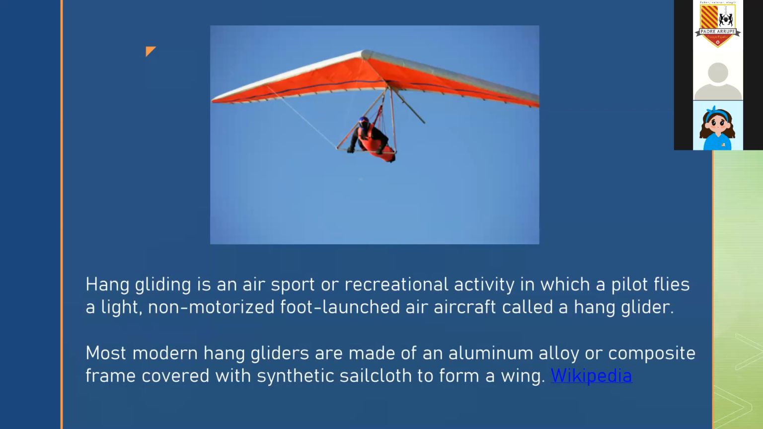It has the form or shape of a wing that allows it to fly. It says that they are made of aluminum alloy, covered with synthetic sailcloth, and it is a wing shape that allows people to fly. This one right here doesn't have an engine, doesn't have a motor. You just get an impulse with your foot, and then you run a little bit from a hill or a cliff, and then you fly. And this is what it is.